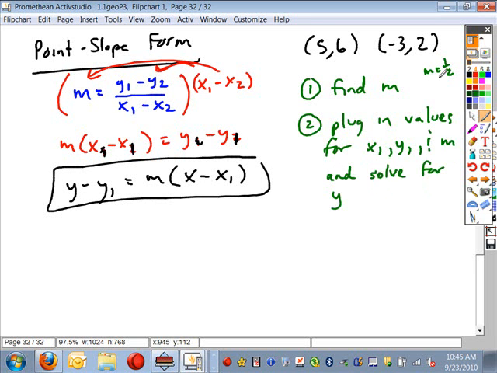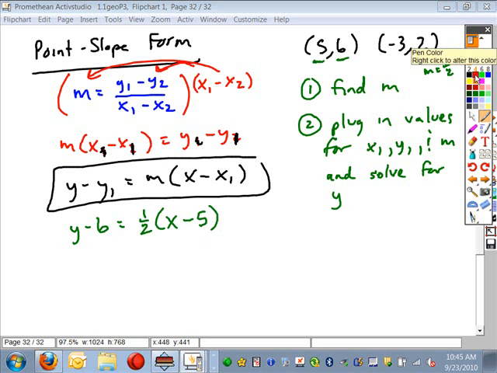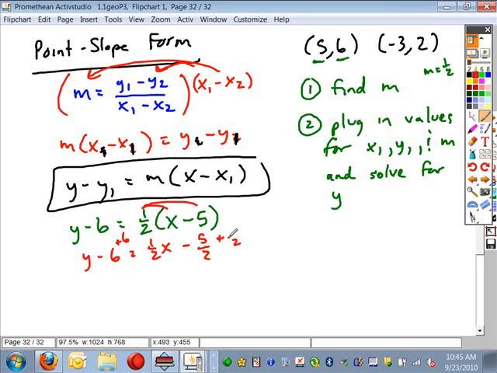So we found our slope to be 1/2. So if we plug in our y1 value, which let's say is 6, our slope we found to be 1/2, our x1 value is the corresponding x coordinate. What we can now do is just solve for y. So distributing our 1/2, we get 1/2 x minus 5/2. Add 6 to both sides. Well, adding 6 was equivalent to adding 12/2. So we get y is equal to 1/2 x plus 7/2.